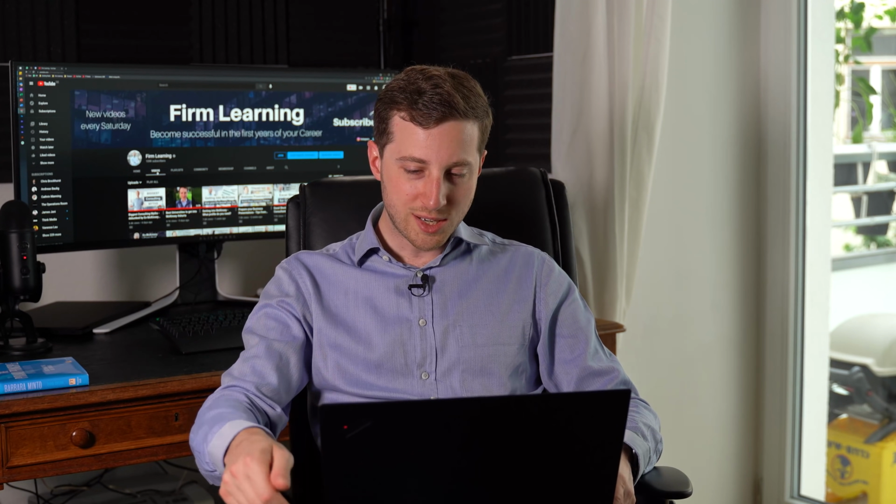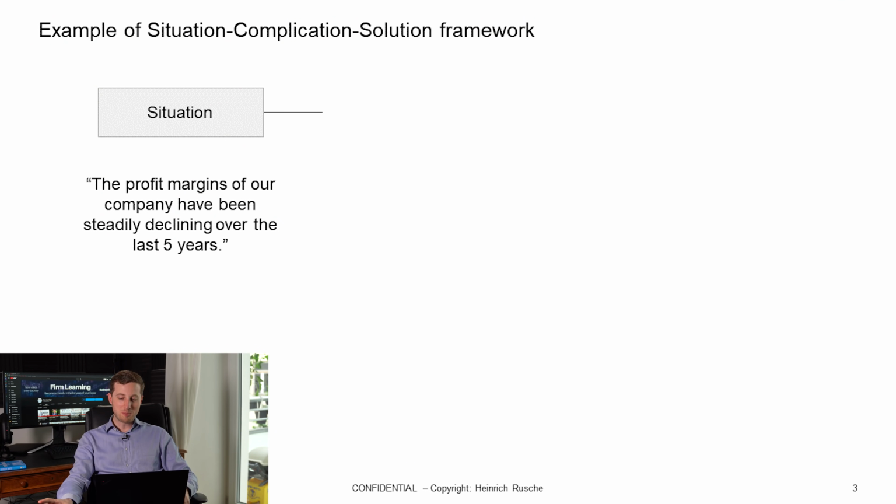To make this easier to understand, let me provide you with a simple example of how such a total introduction could look like, based on a document that is maybe rather short. And this introduction goes as follows. Let me just read it out to you. The profit margins of our company have been steadily declining over the last 5 years. This is the situation as we've already seen it earlier.